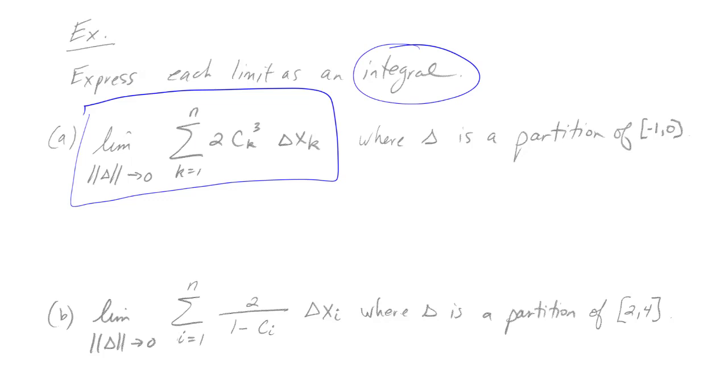If we were doing the limit as the norm of the partition goes to 0 of the sum k equals 1 to n of 2ck cubed delta xk, where delta is a partition of the interval -1 to 0, what would this really be talking about? Well, it's talking about a certain function being integrated over an interval. So it would have this structure: integral of some function.